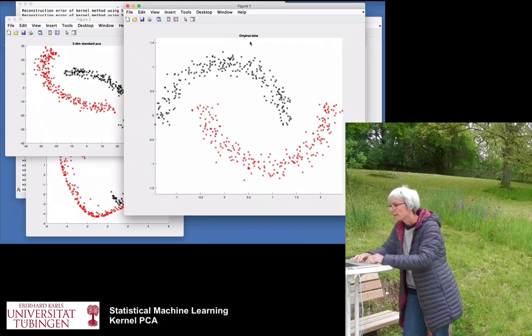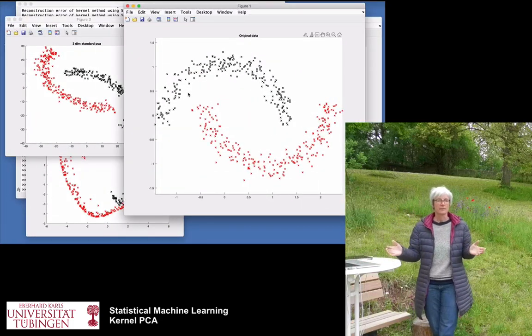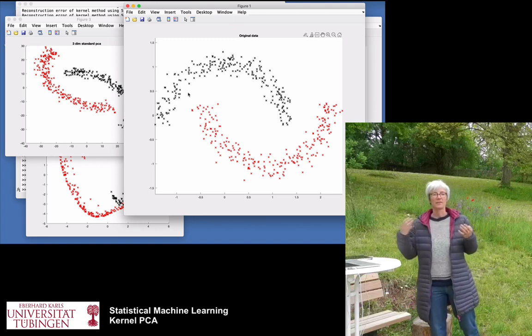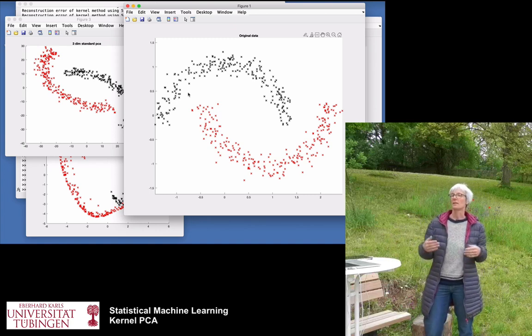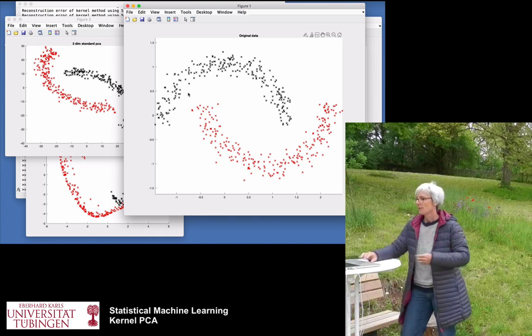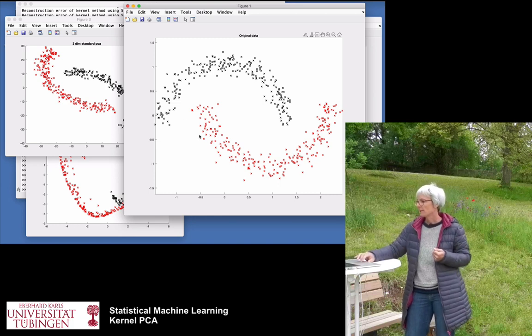So the original data set is this one. This is a standard toy data set that's used all over the place. Just a 2-dimensional toy data set which has a nonlinear structure, and you want to see whether, I don't know, clustering algorithms or classification algorithms are able to handle that. So this one moon is supposed to be one class, the red guy is supposed to be another, the other moon is the other class.